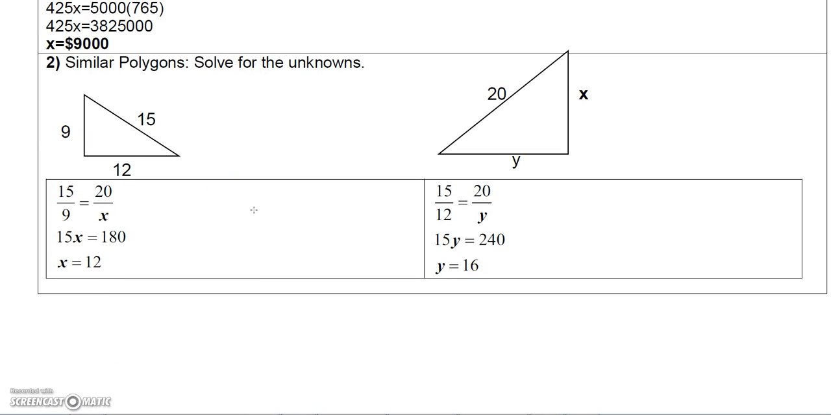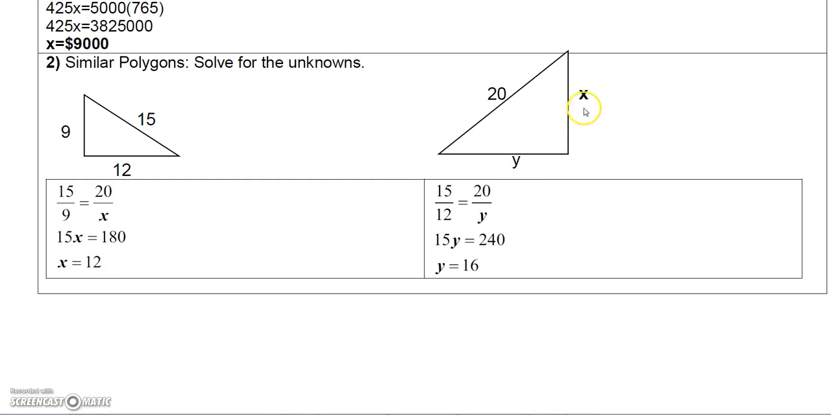And the last thing I'm going to end on is I've got similar polygons here. So here I've got a polygon that this side's 9, this side's 12, this side's 15. And over here, the side that corresponds to 9 is X. The side that corresponds to 12 is Y. And the side that corresponds to 15 is 20. So I can say, okay, 15 to 9 has to equal the same as 20 to X. So 15 over 9 has to be equivalent to 20 over X, since the triangles are similar. And then you can solve that by cross multiplying and get X equal 12.